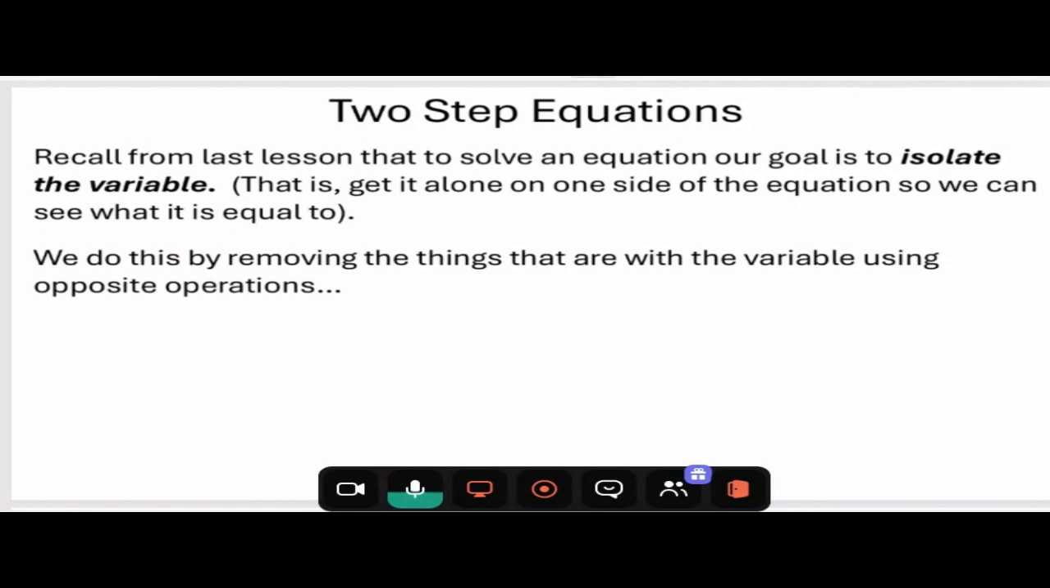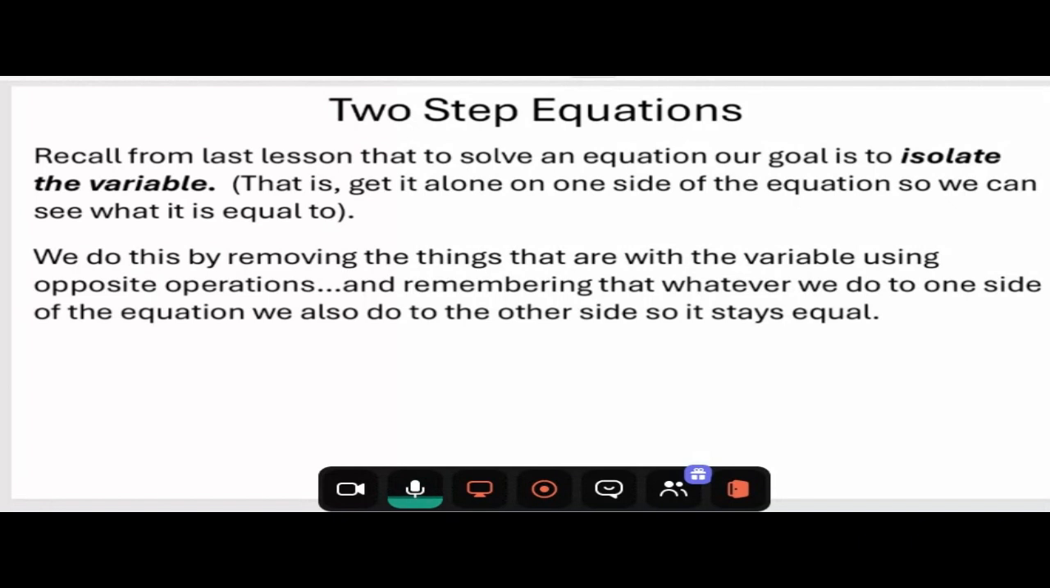And remember that the way we did this is we remove things that are with the variable one at a time using the opposite operations. So the opposite of adding is subtracting, and vice versa. The opposite of multiplying is dividing, and vice versa. In future courses, you'll run into other operations too that you do the opposites of to help you solve equations. And remember the golden rule of equation solving: whatever you do to one side, you have to also do to the other.